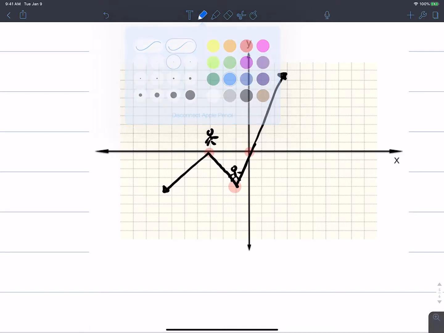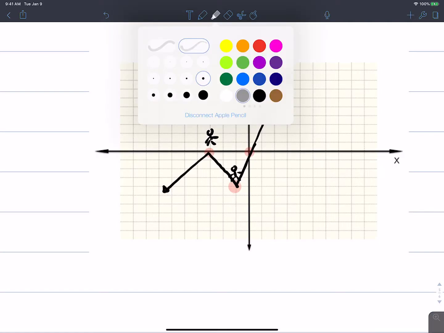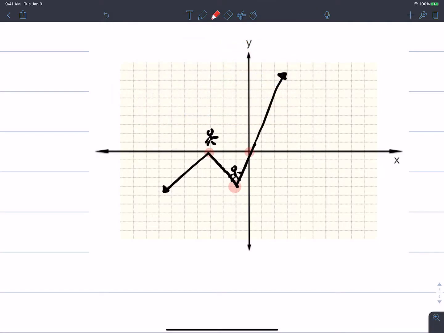Let me do this. At -2, we got another point. What's so special at that point at x is -2? -1, -2. What's the y value? -4. Is that right? There's my inflection point.